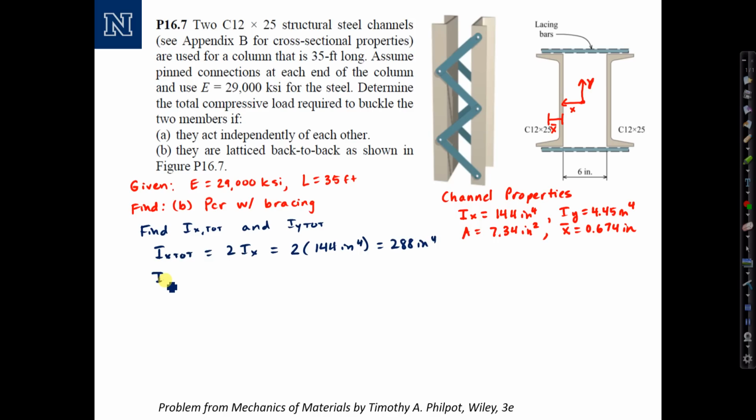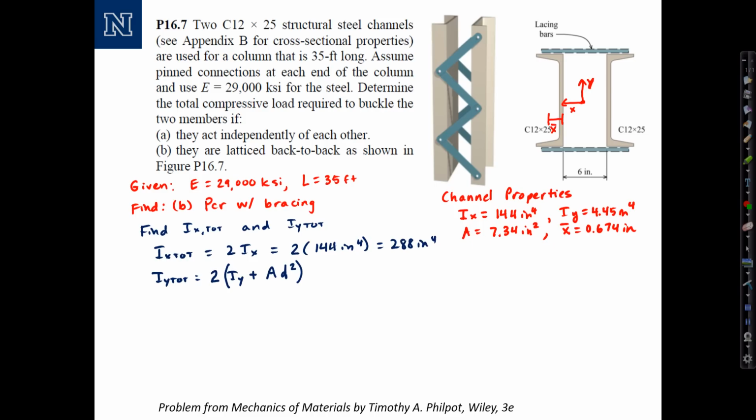For Iy total, we have to consider the two members as before, 2 times Iy, but we also notice that the members aren't located at the overall centroid of the system. So we have to apply the parallel axis theorem. And we can do that independently for each member, and the result is the same because they're both located the same distance. So we would add on to the Iy the A times d squared for each member. The area is given, Iy is given.